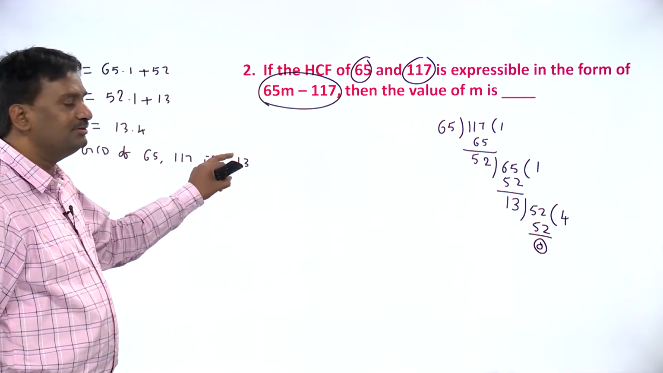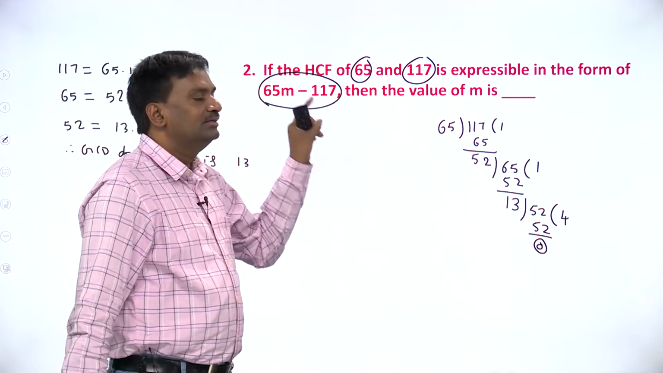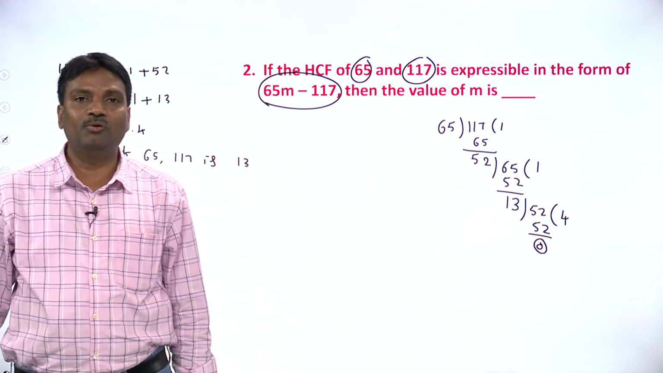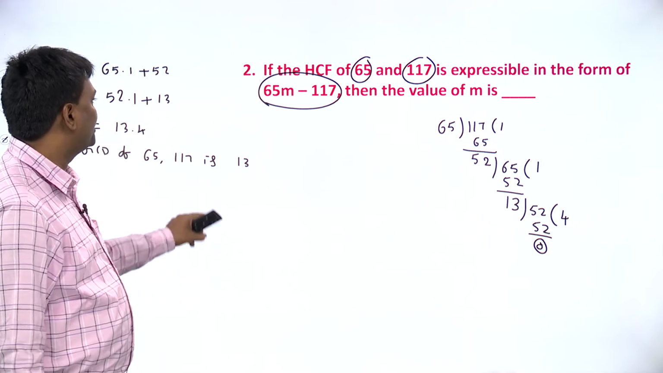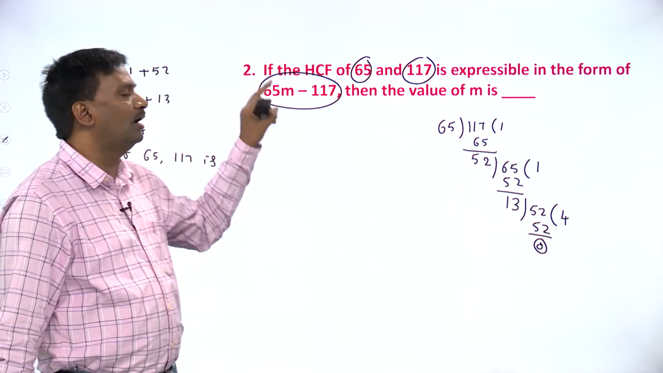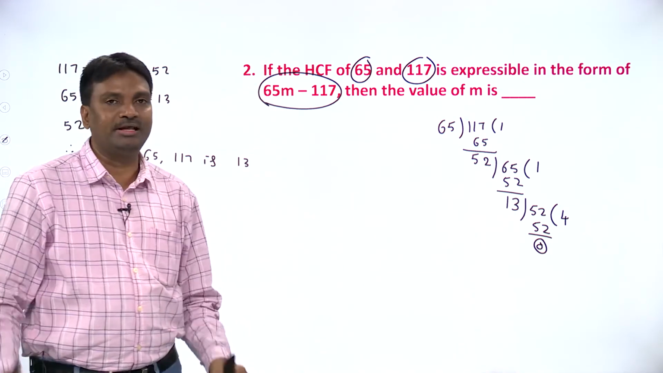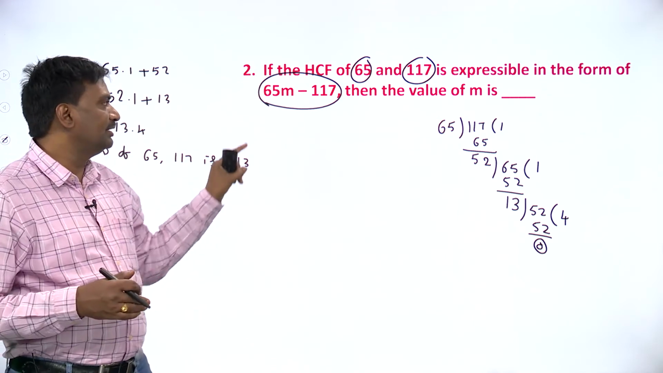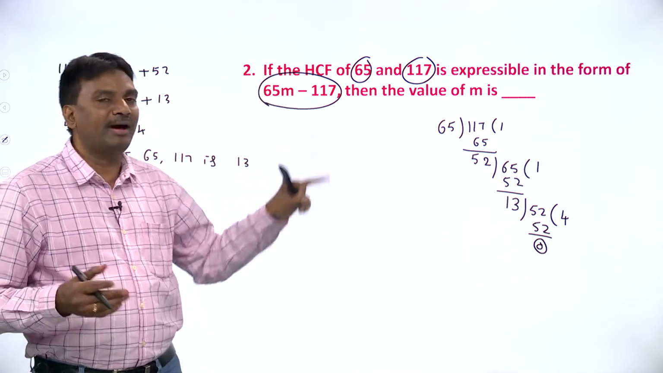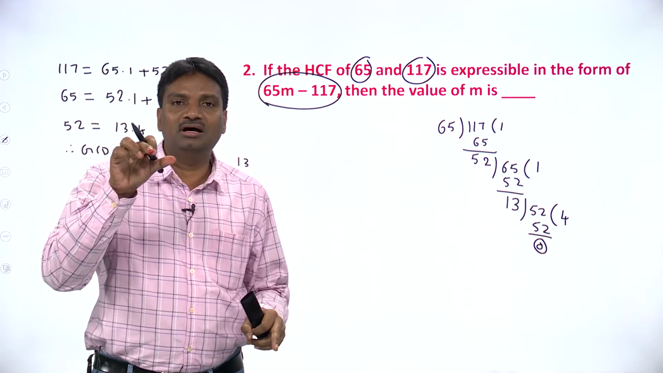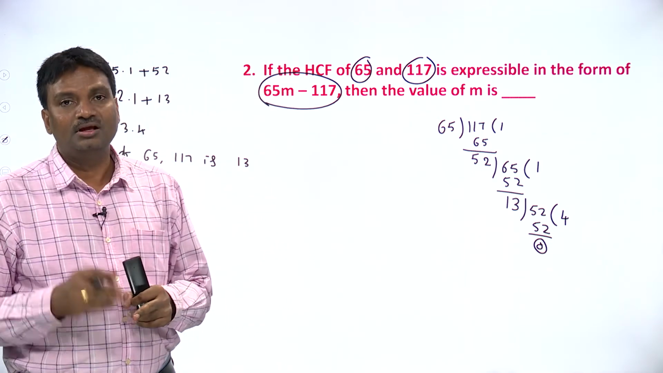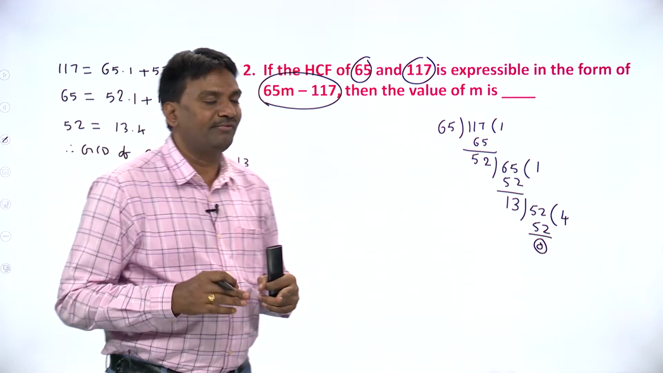Now, we have to express 13 in the form of 65m minus 117. After expressing 13 in the form of 65m minus 117, in place of m you will get an integer. That is the required answer, that is the value of m.